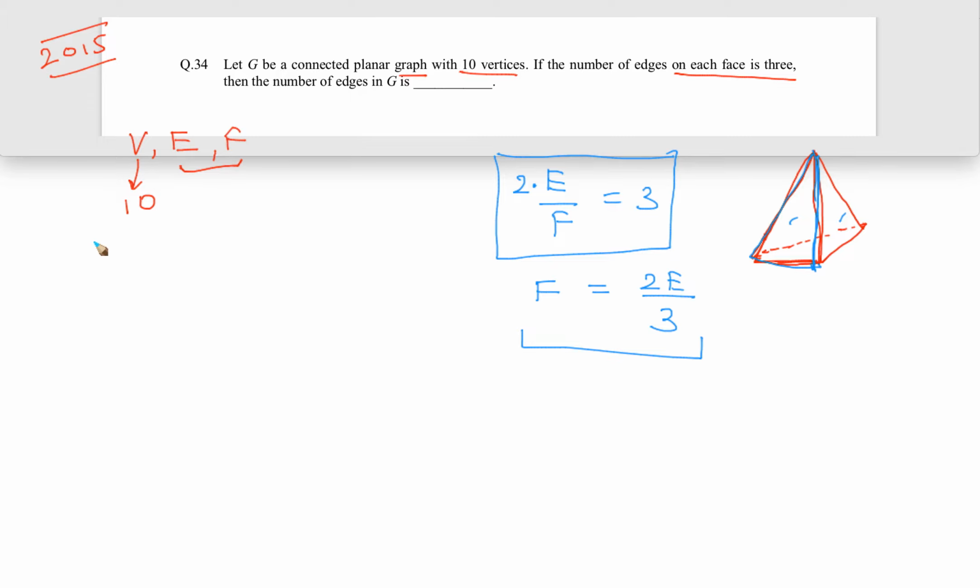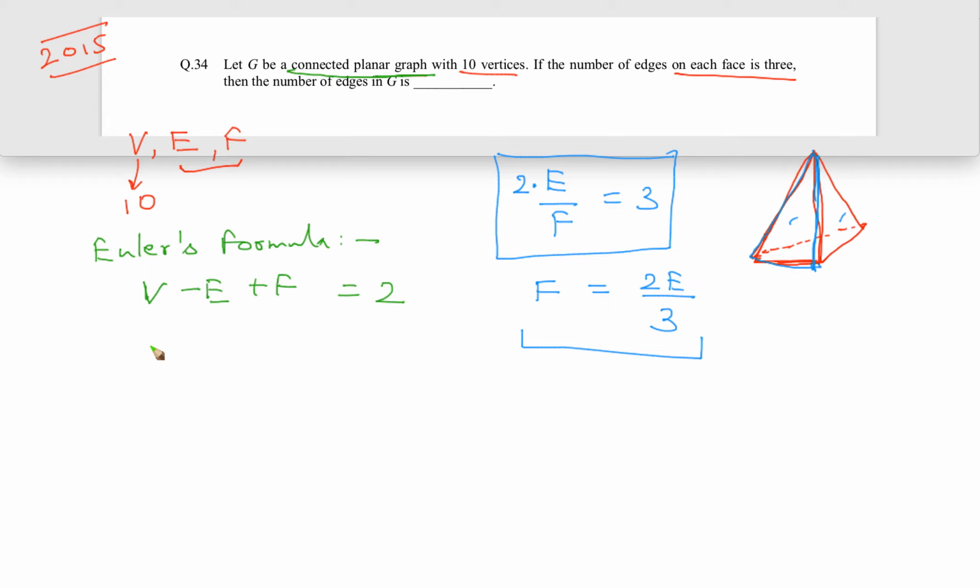And now I'm going to introduce you to Euler's formula, which you might already know. Euler's formula says that the number of vertices minus the number of edges plus the number of faces, V minus E plus F, is 2 for any connected planar graph, which they have already given.